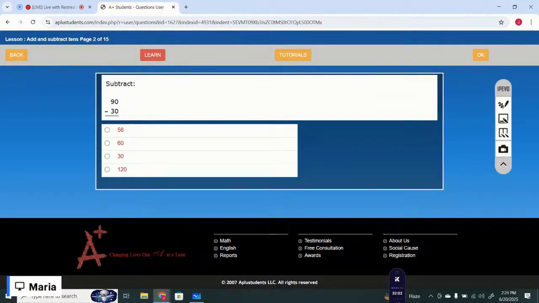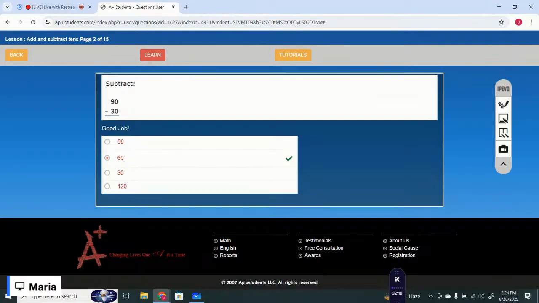Ninety minus 30 is 0 minus 0 is 0 and 9 take away 3 is 6. So 60 is option number 2, the correct option.